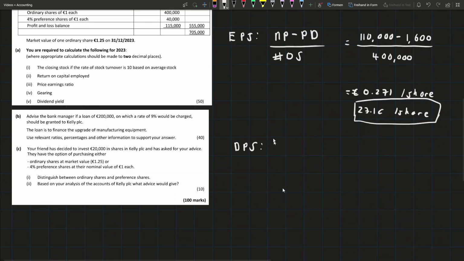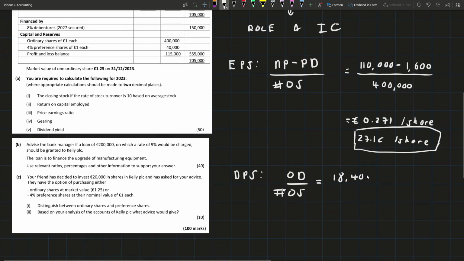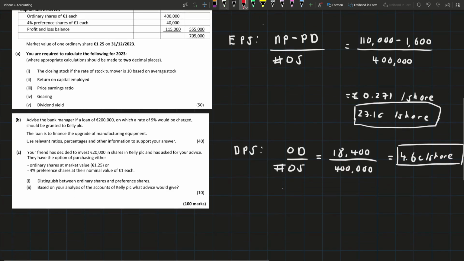Now, since we're talking about ordinary shares, you're going to be talking about ordinary dividends as well. So let's see how many ordinary dividends there are. Per means divide, per share, divided by how many ordinary shares. So very simple. 18,400 is our ordinary dividends, all over our ordinary shares, 400,000. Put that into your calculator. And again, that's going to be in euros per share. Same as last time, I'm going to convert to cents: 4.6 cents per share, because I got 0.046 and multiplied by 100.